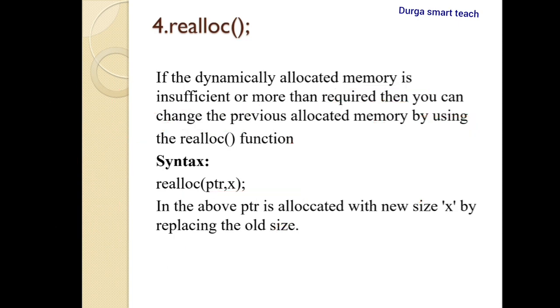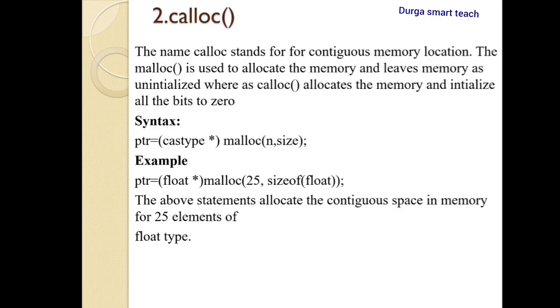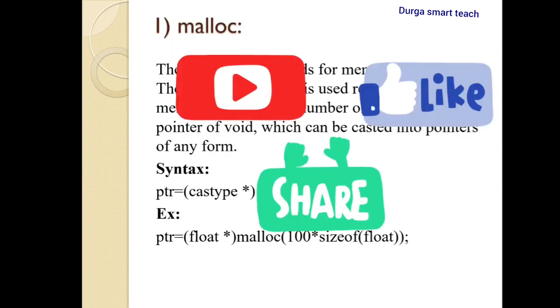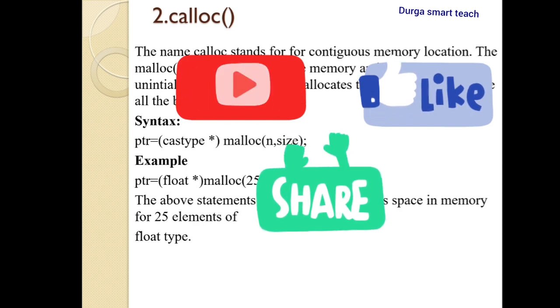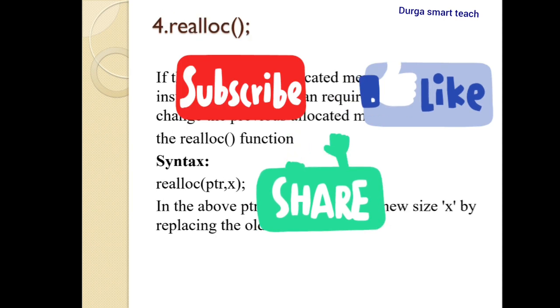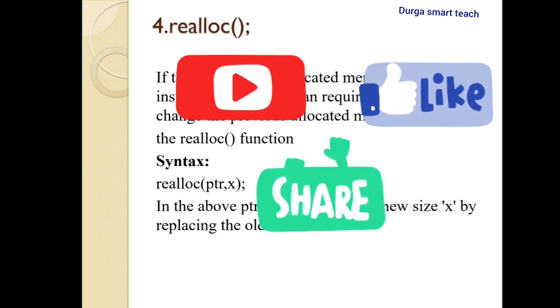So this is dynamic memory allocation. You can allocate the memory by using four methods. One is malloc, memory allocation, another one is calloc, contiguous memory allocation, then free, and the last one is reallocation. Okay, I hope it is clear.